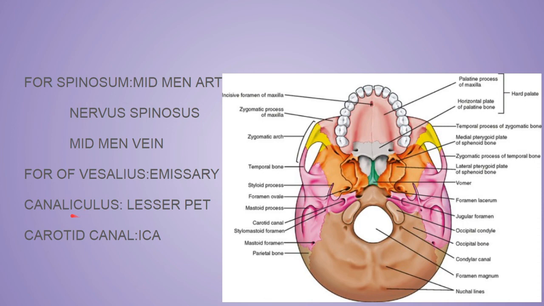Now the foramen of Vesalius, or we can say the emissary sphenoidal foramen, mainly transmits the emissary vein which will connect the cavernous sinus with the pterygoid plexus of veins.